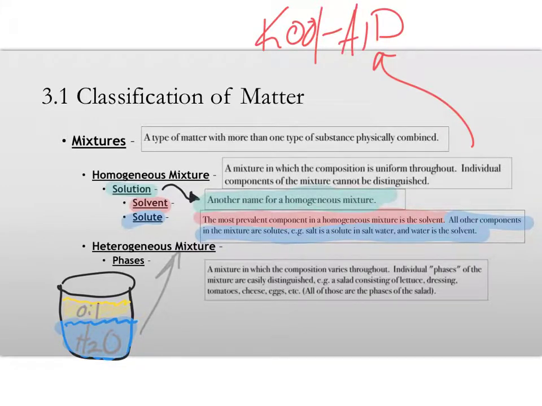But, as it says here, a mixture in which the composition varies throughout, individual phases of the mixture are easily distinguished. The example I have written in there is a salad. Salad isn't chemical in nature. It's something we eat, so I would consider it biological. But you can see the salad, you can see the lettuce, you can see the dressing, the tomatoes, cheese, eggs. You can see the pepper in the dressing if it's ranch. You can see whatever else you put in there, grapes or cranberries. All those things you can easily see, and you can take them and separate them apart very easily. Each of those pieces in the salad that are different are considered phases.